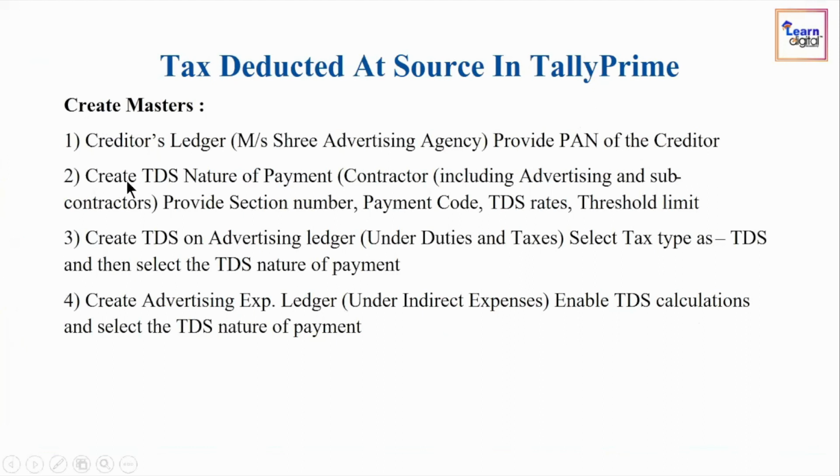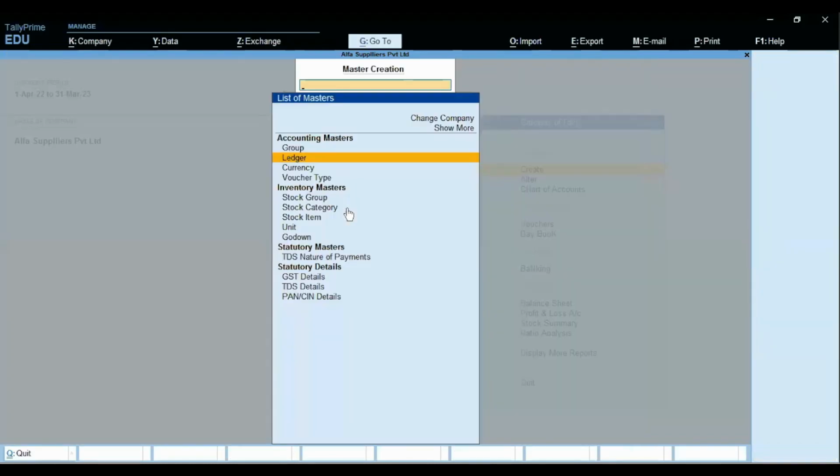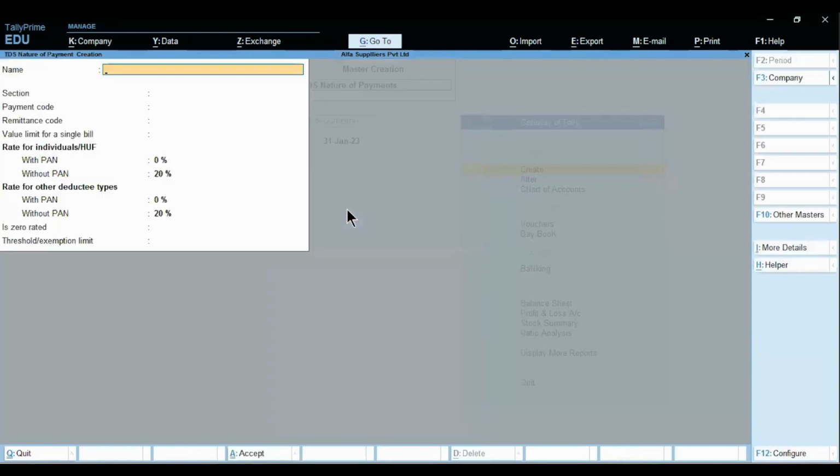Now we will create the TDS nature of payment. The TDS nature of payment will be contractor including advertisement and subcontractors, and the payment section and payment code, everything we will provide as per the rules under section 194C. So let's create the nature of TDS. It will be created through statutory masters. Go to TDS nature of payment.